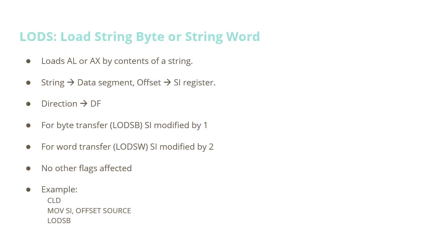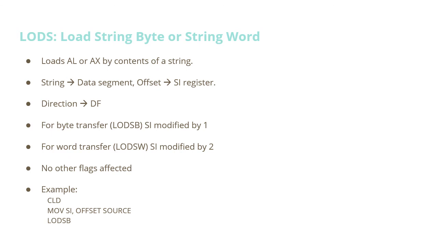The LODS instruction is to load a string byte or a string word. This instruction loads the AL or the AX register with the contents of a string. If it is to load a string byte, then it will be loaded to the AL register, and if it is to load a string word, then it will be loaded to the AX register. The string that has to be loaded will be specified using the data segment and the SI register pair. The direction will be specified using the direction flag.